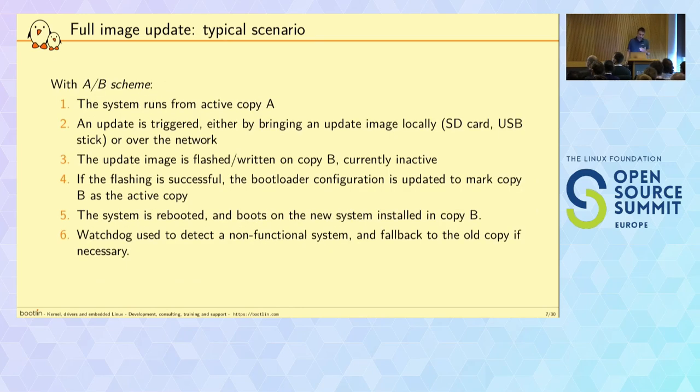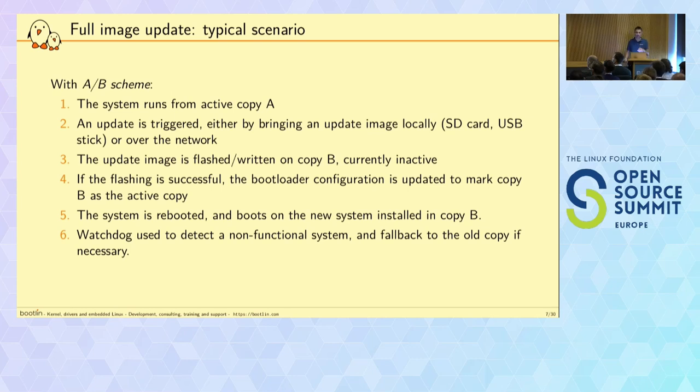The typical way you apply the system update is you have the system running on, say, active copy A. When you find an update, either a local update, like you plug in a USB key or an SD card, or over the network, the update image will be written to copy B, the other partition that's inactive so far. If flashing is successfully applied, then you need to update the bootloader configuration, so that at reboot the new update is used by the bootloader. And you want to mark the updated copy as the active copy now.